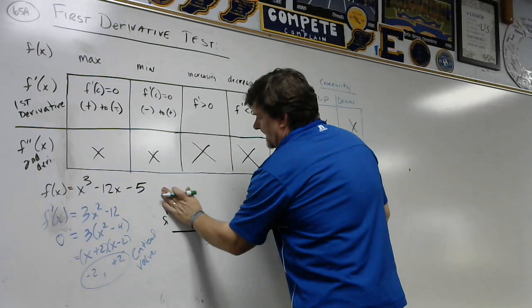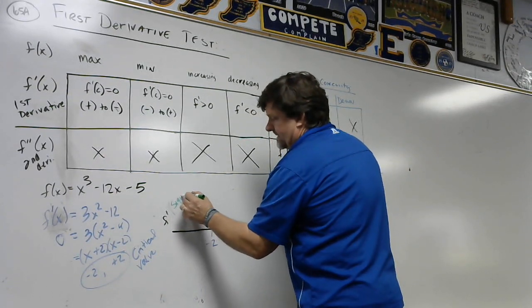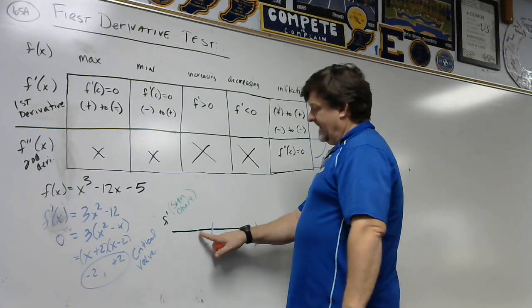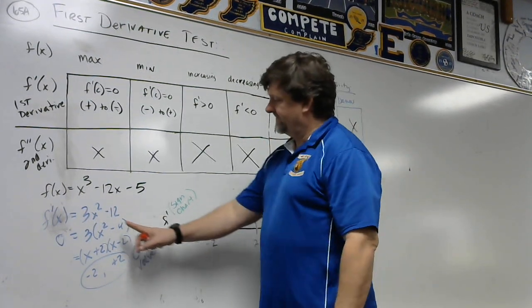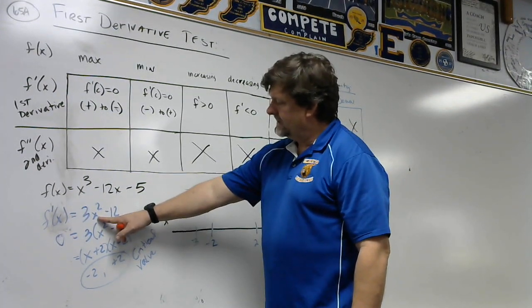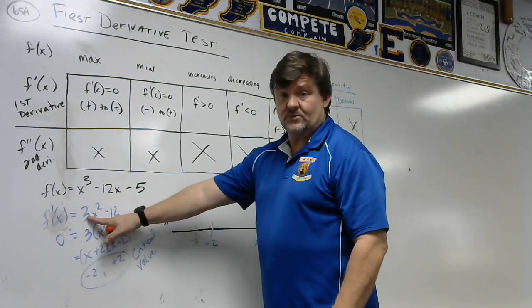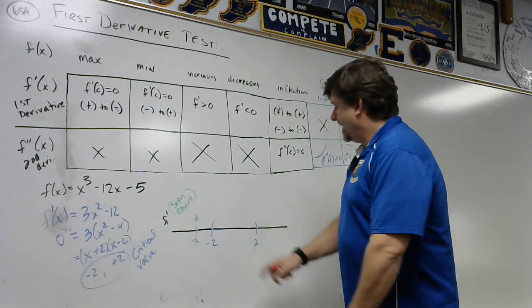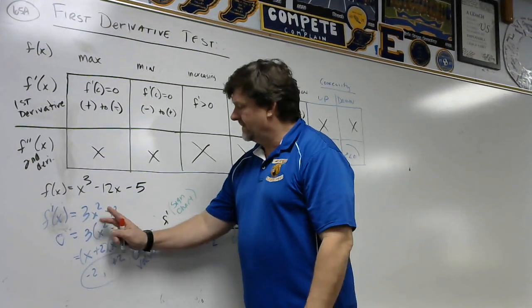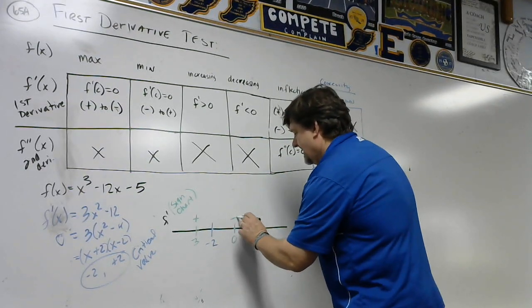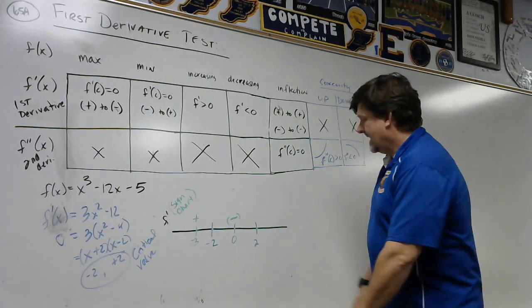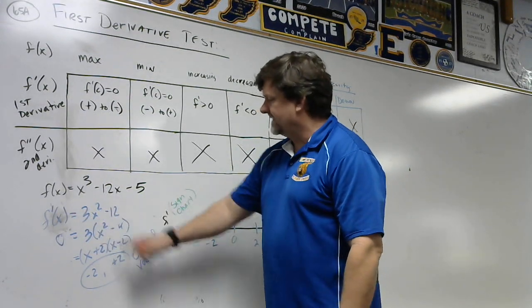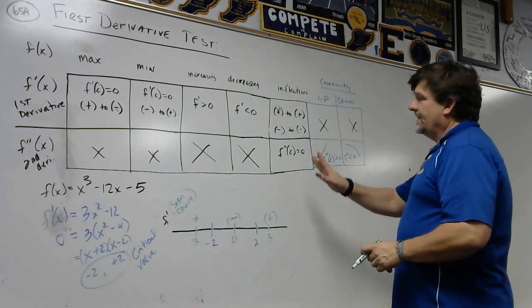So this is an f prime sign chart. And I take the next available number, or an easy number, on this side. So let's just take negative 3. If I plug in negative 3 here, I get negative 3 squared, which is 9. 9 times 3 is 27. 27 minus 12 is 15. So that is a positive value. I'm going to take 0 because it's really easy to work with. If I plug in 0 here, that kills it, and we get a negative 12. So the signs in between these two are going to all be negative. And then I go over here to 3, and plug in 3, I get 27 minus 12, that's 15, that's positive.